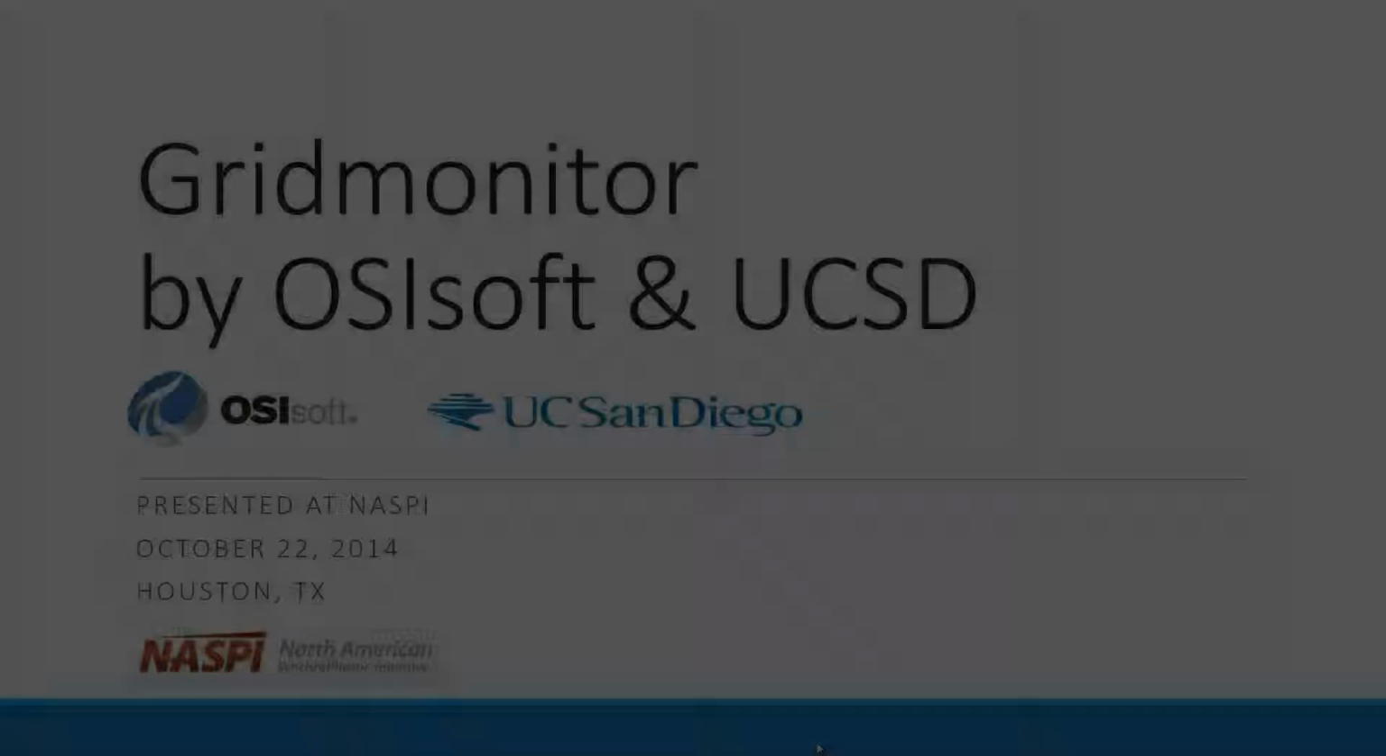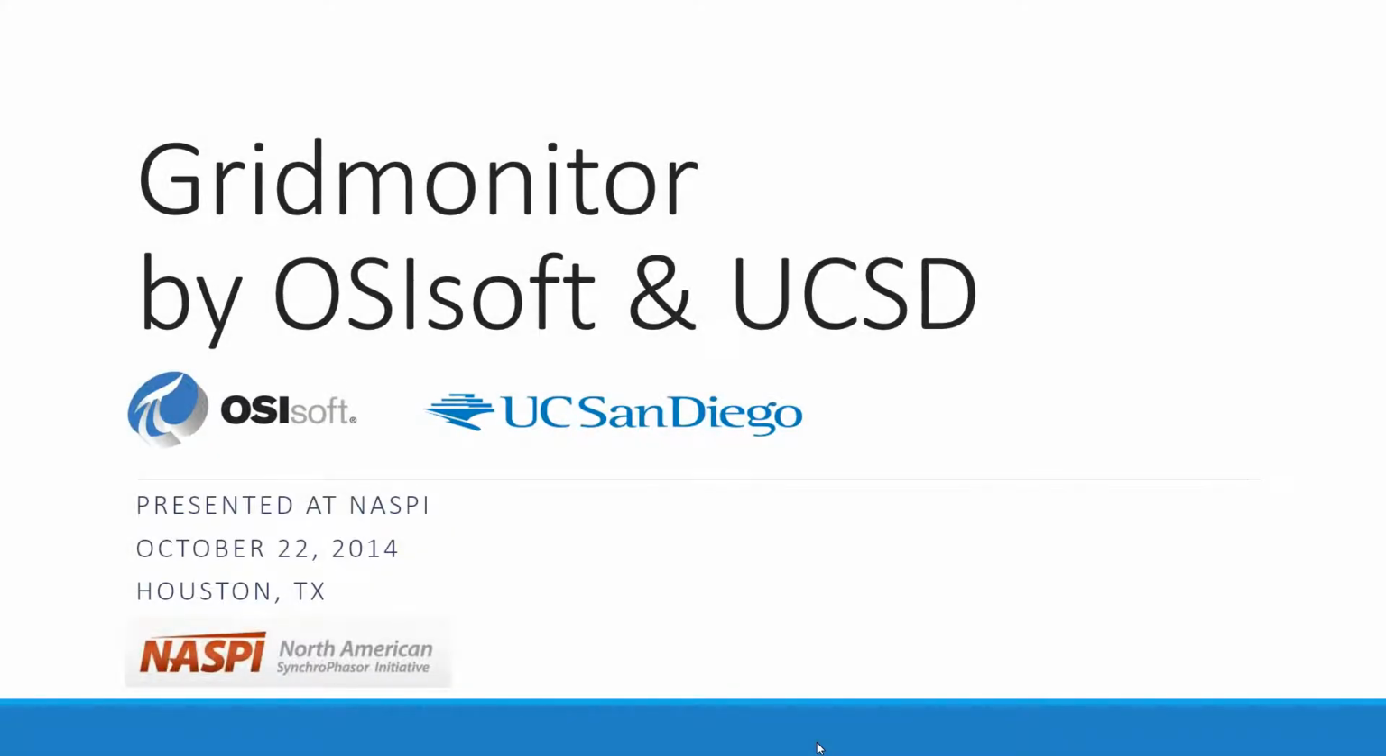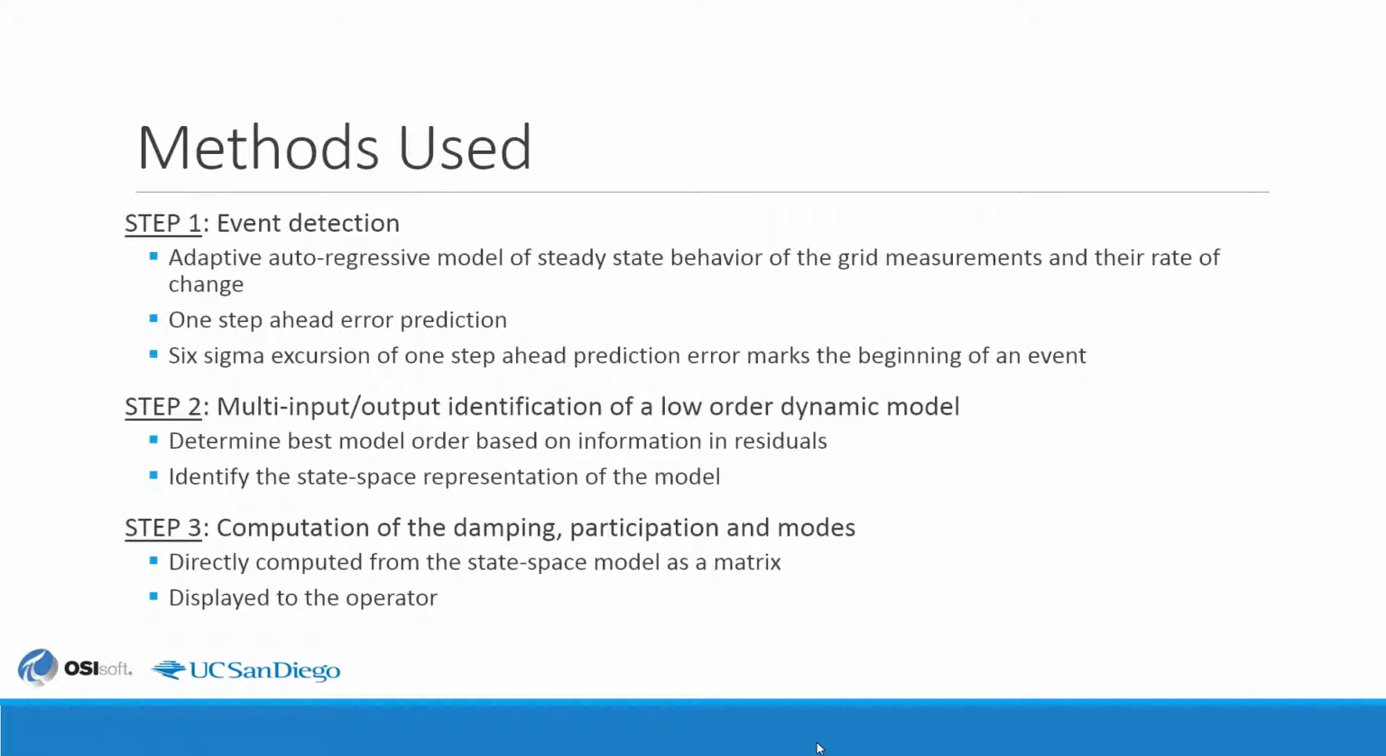This video will demonstrate the grid monitor application developed jointly by OSIsoft and University of California, San Diego. There are 3 steps in our method for detecting and analyzing events on the grid. The first step is event detection.